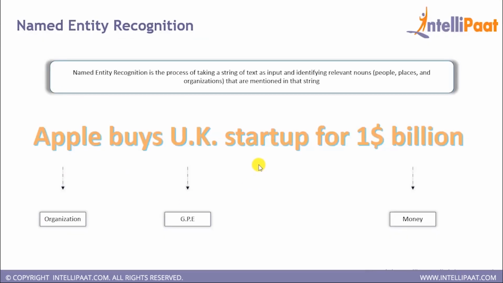Moving ahead, we'll understand what is named entity recognition. So named entity recognition is the process of taking a string of text as input and identifying relevant nouns such as people, places, and organizations that are mentioned in that string. So in the sentence, Apple buys UK startup for $1 billion, Apple has been recognized as an organization. UK has been recognized as a geopolitical entity, and $1 billion has been recognized as money. Now, one thing to be noted over here is all these three words are nouns. So named entity recognition is done only on nouns.